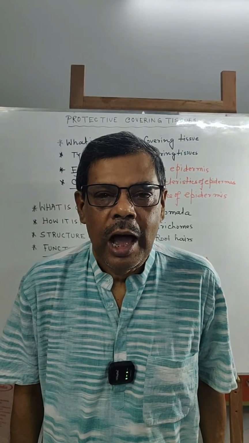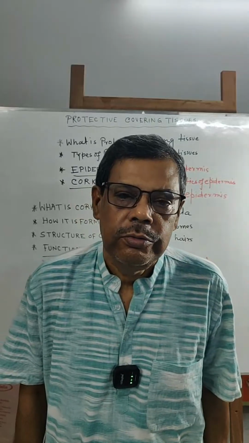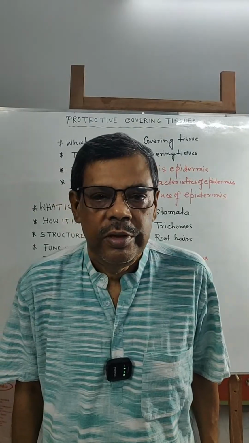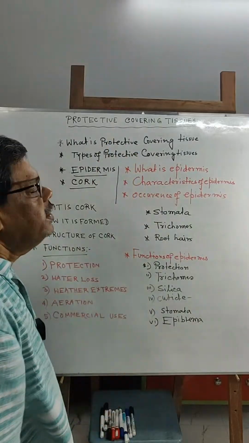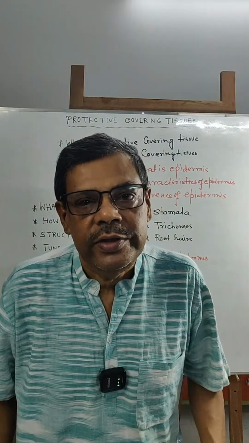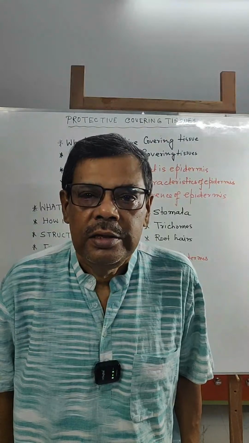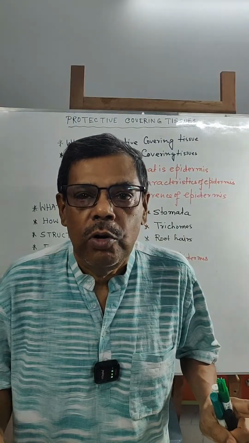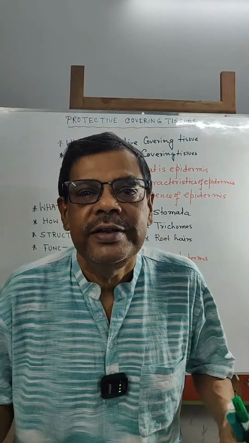Now I will discuss the protective covering tissue for classes 9 and 11. First of all, what is protective covering tissue? The protective covering tissue may be called the tissue which lies as the outermost layer of the plant body, that is, stem, root, leaf, etc.